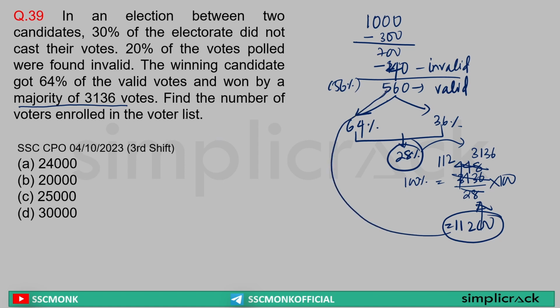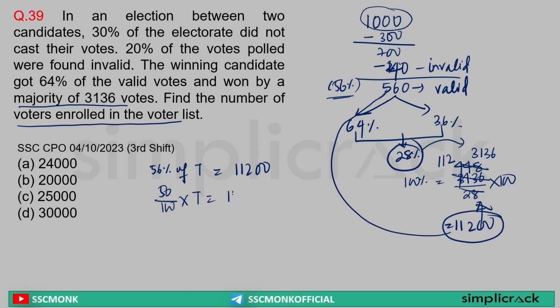But sir, we need to find out the total number of voters enrolled in the voter list. That is the amount we need to calculate. So sir, we know 56% is what? Valid votes. So 56% of total voters is equal to 11200. So 56 by 100 into total voters is equal to 11200. 56 2s are 112. So total voters is equal to 200 into 100, that is equal to 2 lakh. I said 2000 by mistake, this is 200.